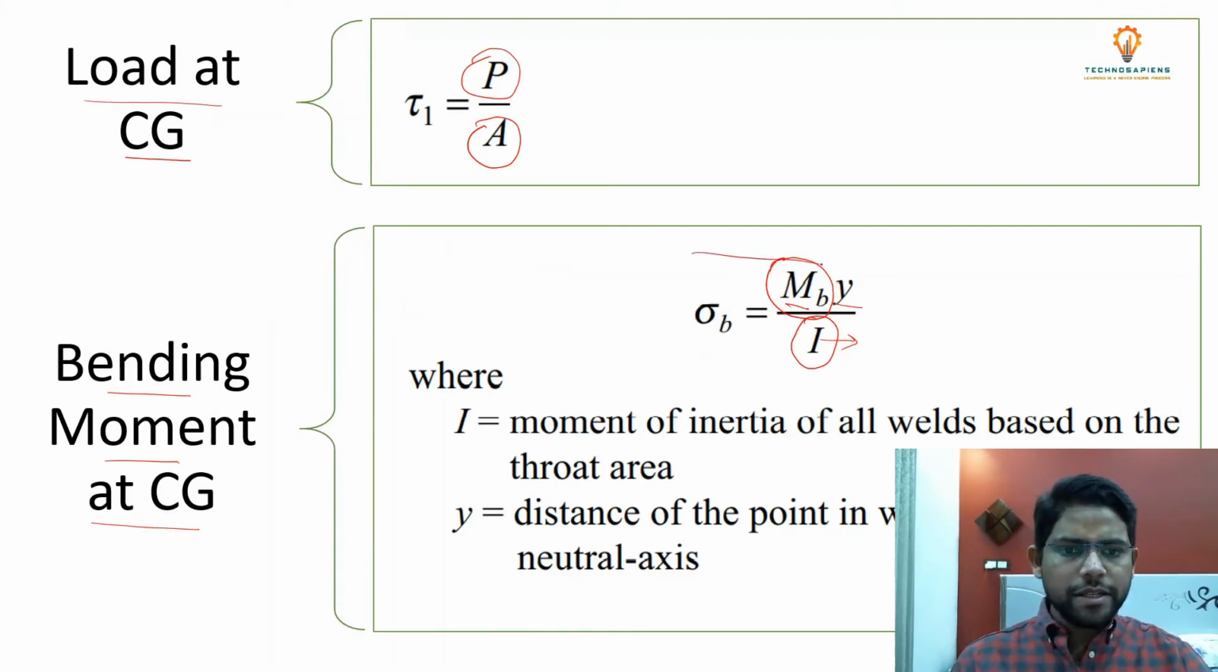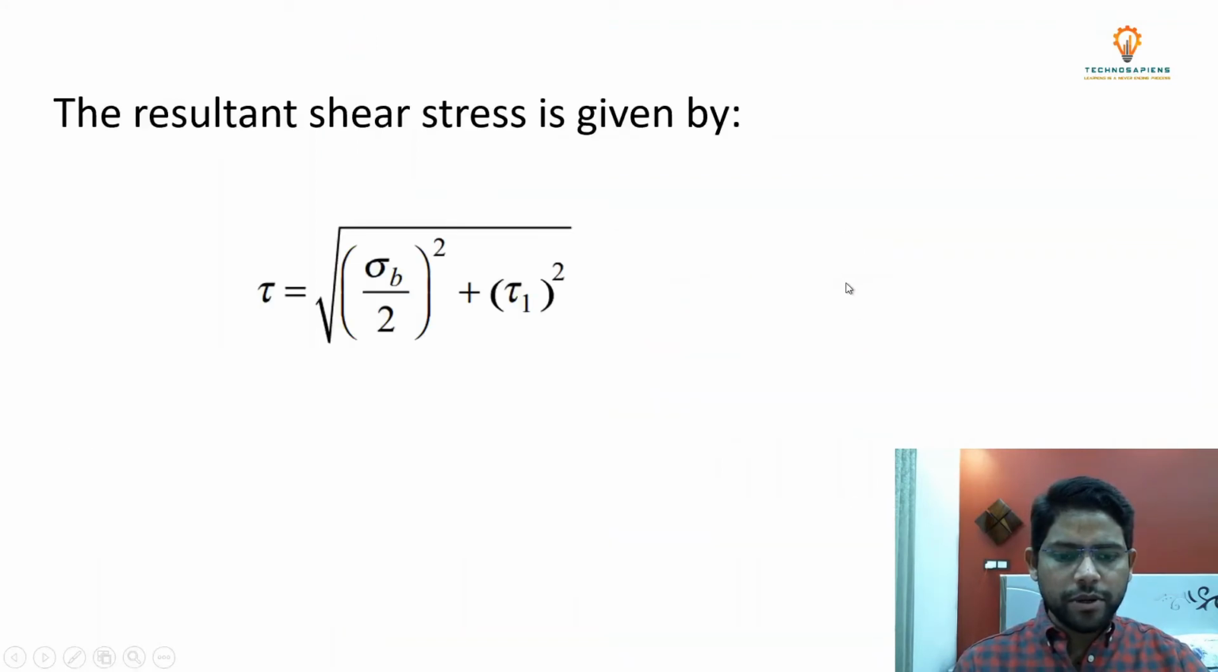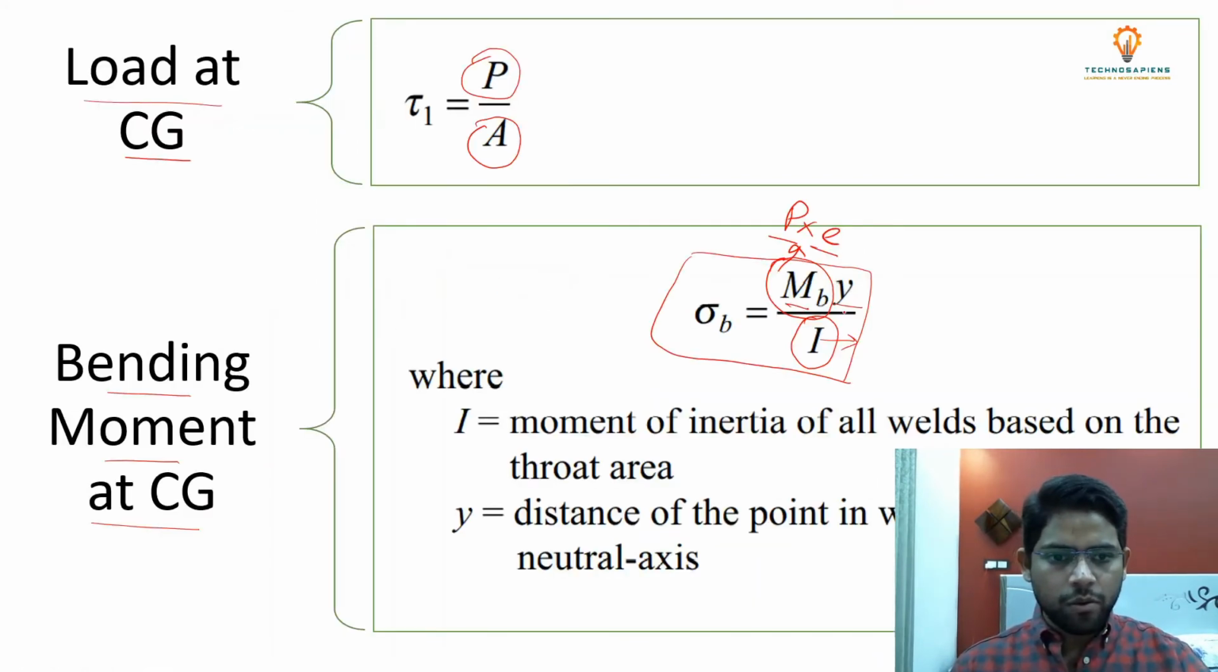Now in this equation, MB is the bending moment, whose magnitude will be equal to P cross E, where P is the load acting on the structure and E is the eccentricity. Y is the distance from the neutral axis, and I, as I told you, is the second moment of inertia, and it has to be calculated very carefully.